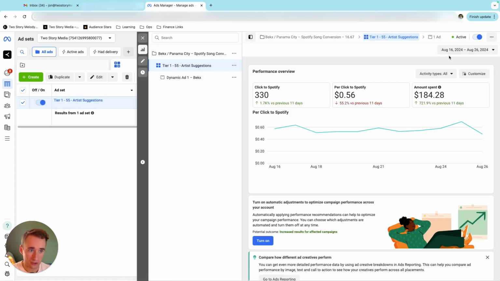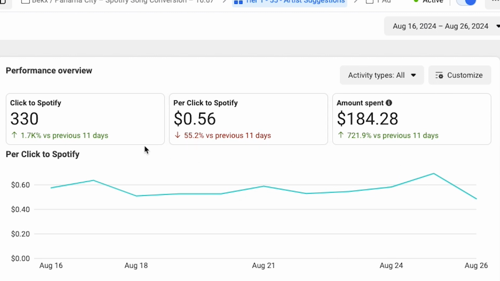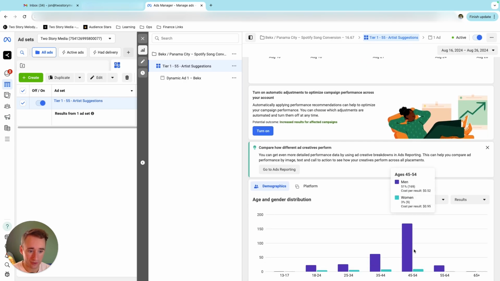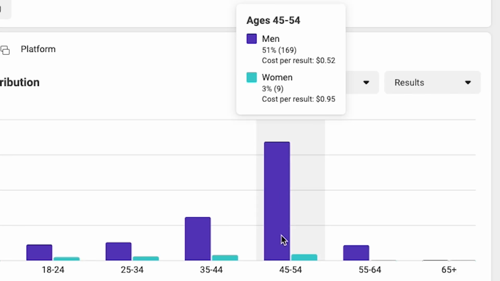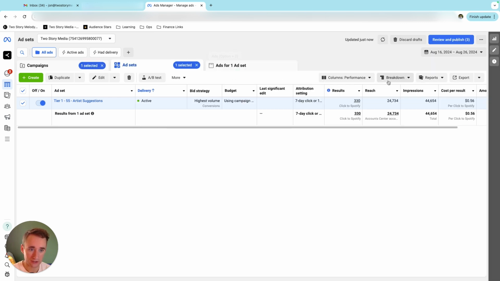So if we look at the charts, and this is that same date range, just a little bit over a 10-day period, you can see we're sitting at about 56 cents per click to Spotify, with 330 of those clicks over this period, and by far this age group was the most common one clicking the ads, but these clicks didn't seem to be translating to streams and saves on Spotify. And so here's what I did to see what was happening.